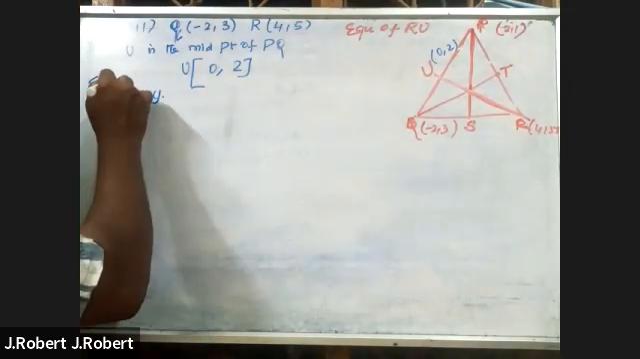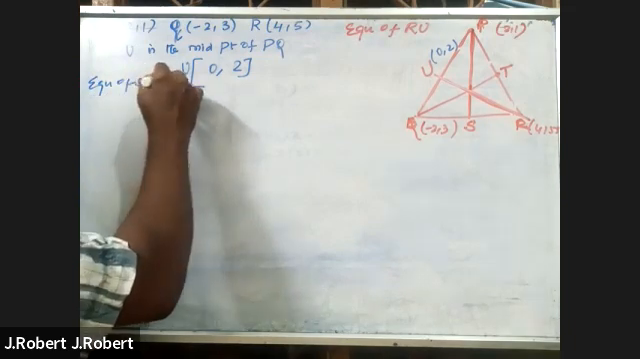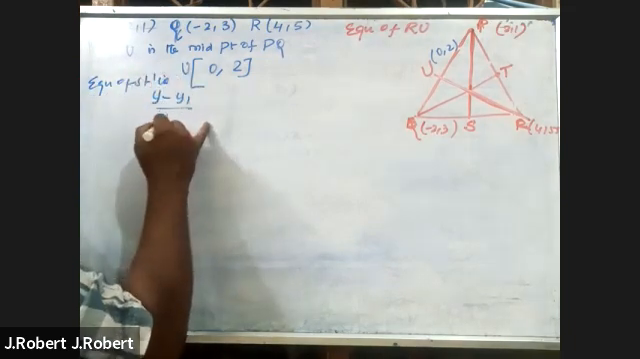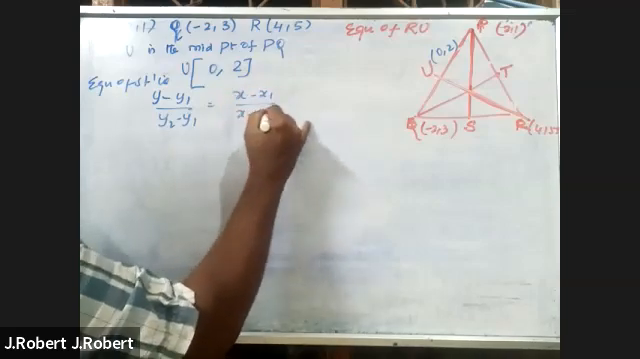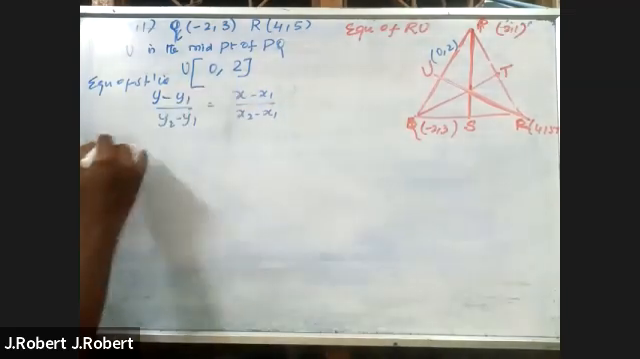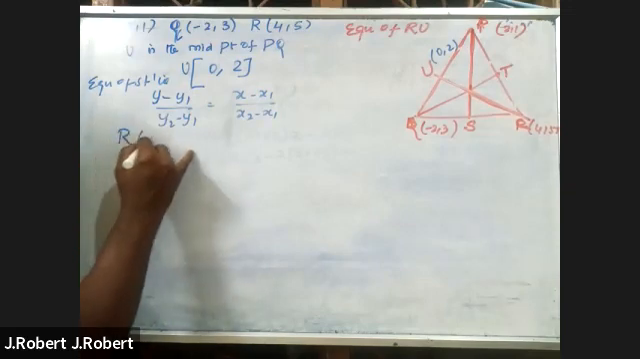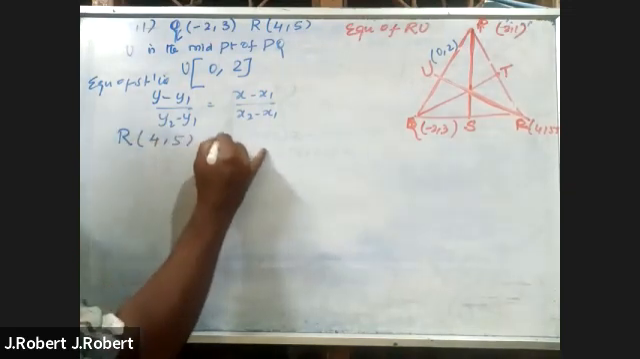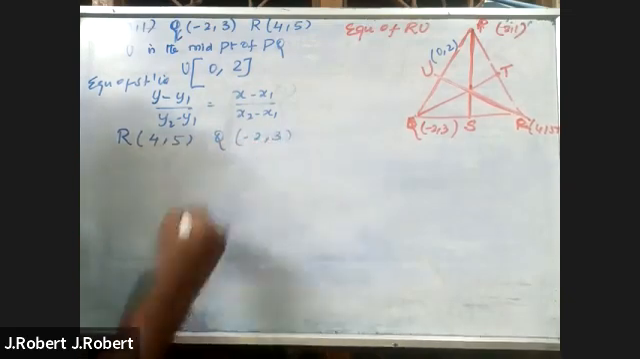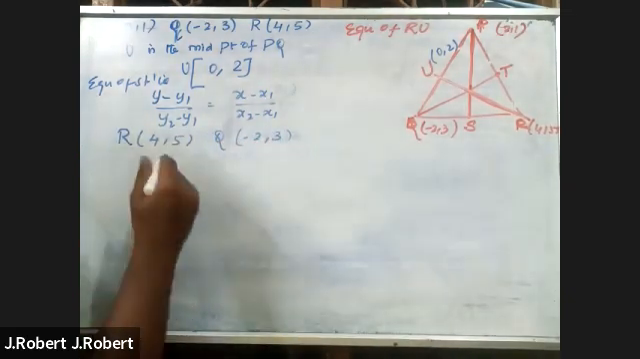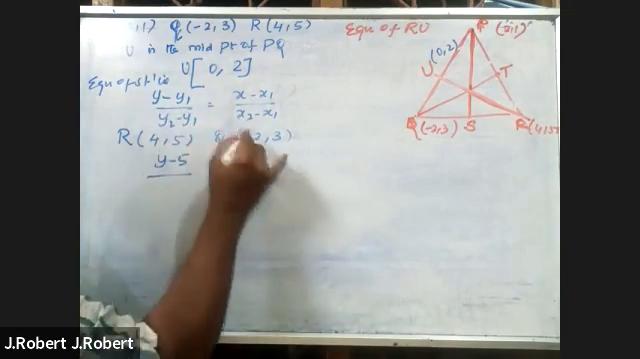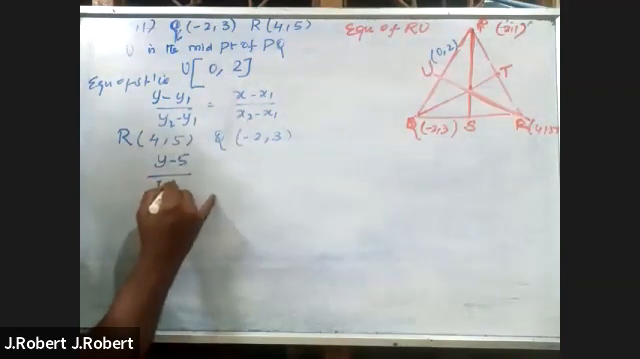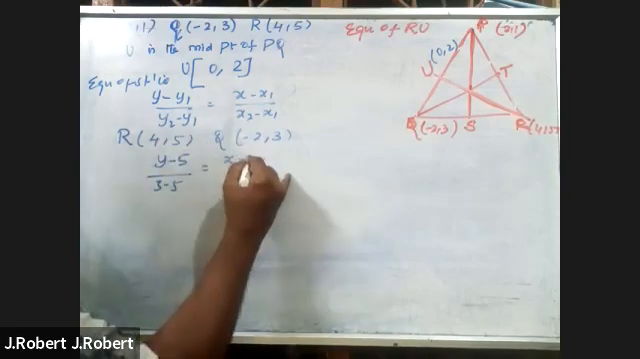The equation of a straight line using the 2-point formula: y minus y1 divided by y2 minus y1 is equal to x minus x1 divided by x2 minus x1. The 2 points are given. First point R of 4, 5. The second point Q of minus 2, 3. Then y minus 5 divided by y2 minus y1.